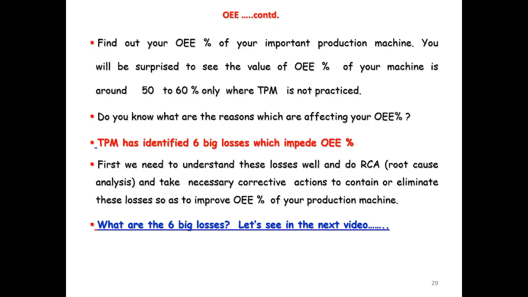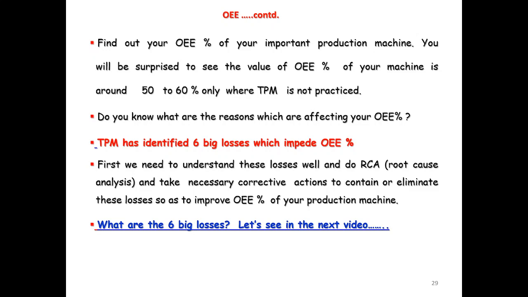Then what are the reasons which are actually acting as obstacles for improving the OEE of the equipment? TPM has identified 6 big losses which impede OEE. What are the 6 big losses? Let us see in our TPM part 2 video.